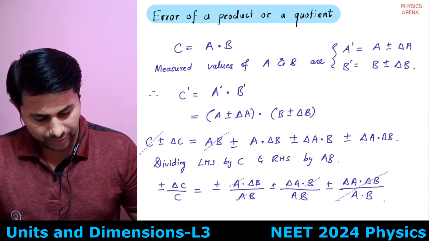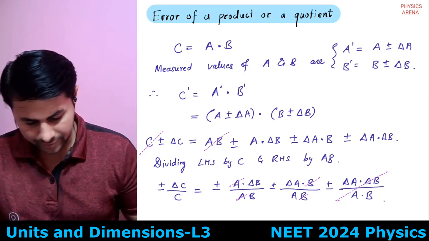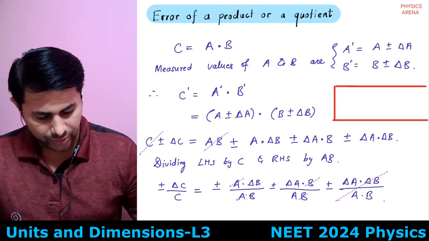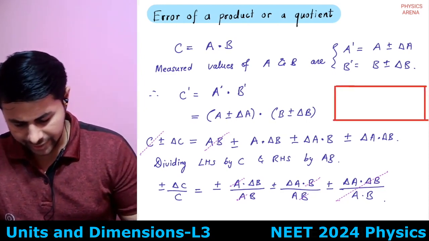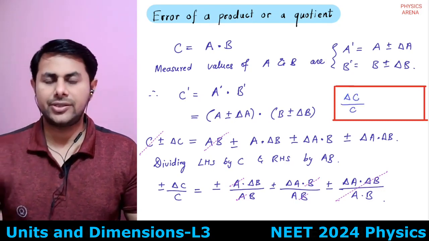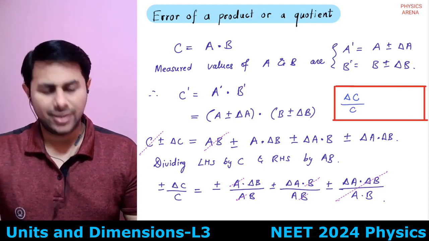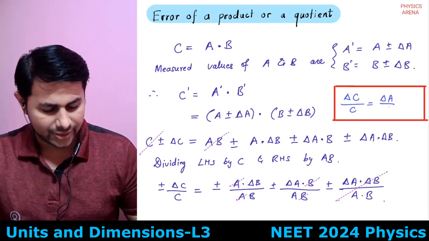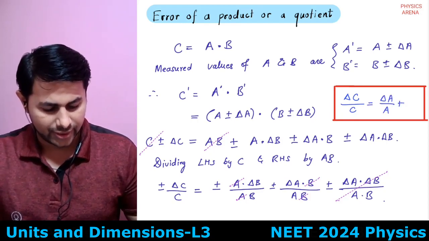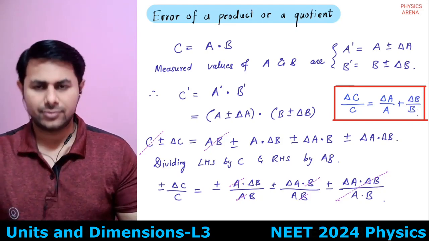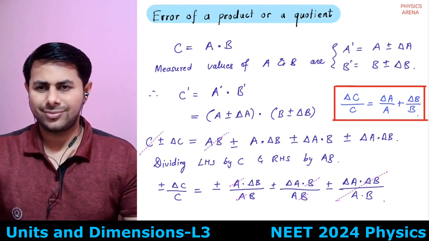So I will write it here in a box. So what do I get? I get delta C upon C, which is the relative error in my resultant. So relative error in the resultant is equal to sum of relative errors in the quantities. It is delta A upon A plus delta B upon B. Okay? Any question?